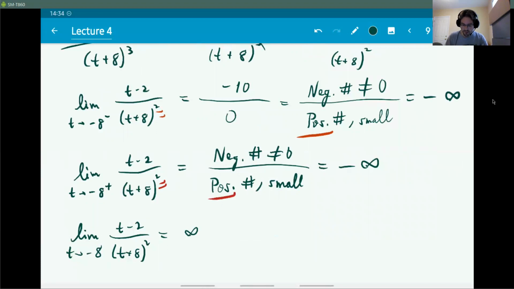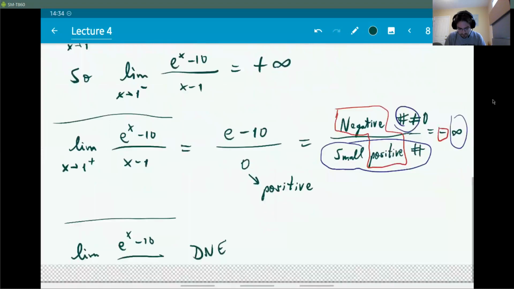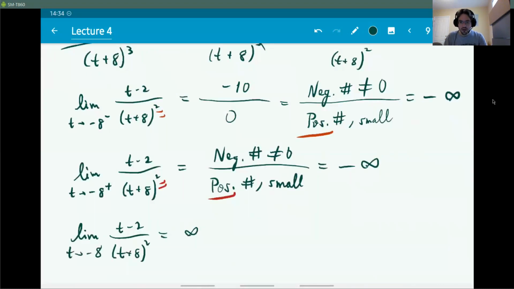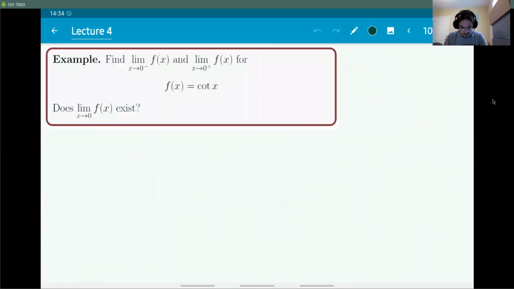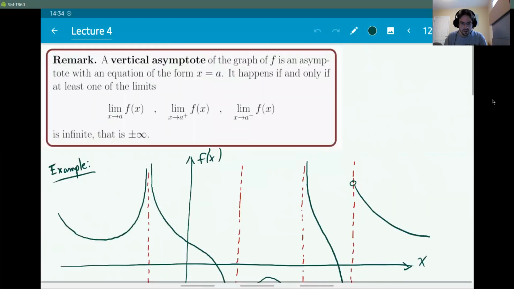Different from the previous example where it did not exist because the limits were different. So I don't want to extend this too much. Maybe I'll leave a few of these examples to the recitation. Now this is the last slide. I just want to connect this back to the idea of vertical asymptotes.